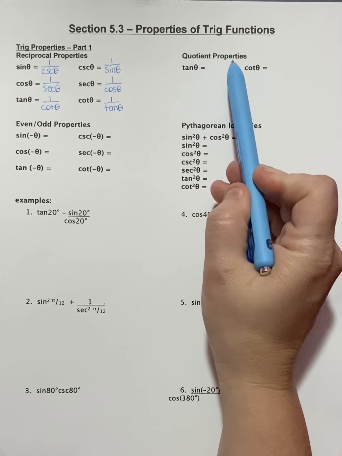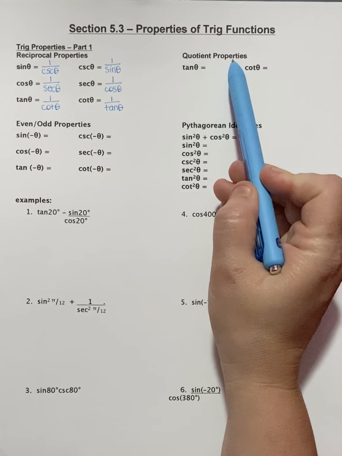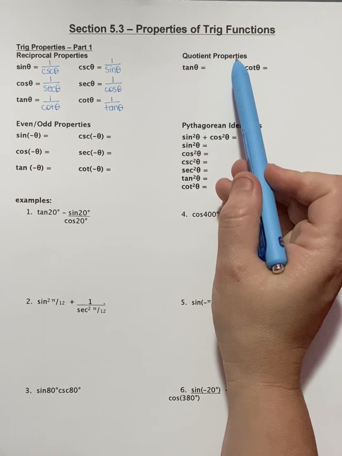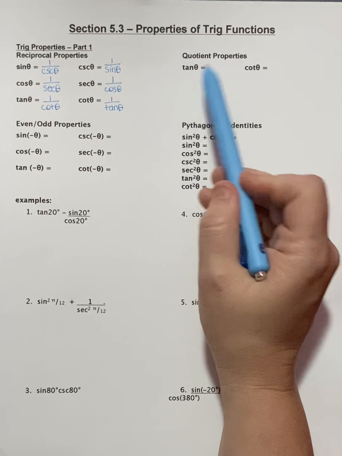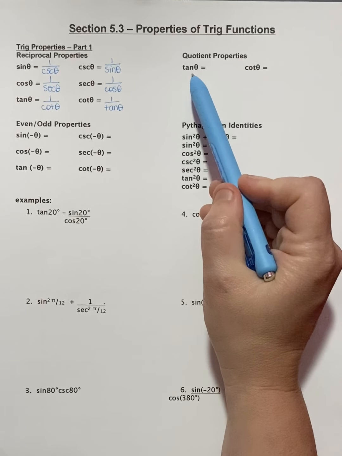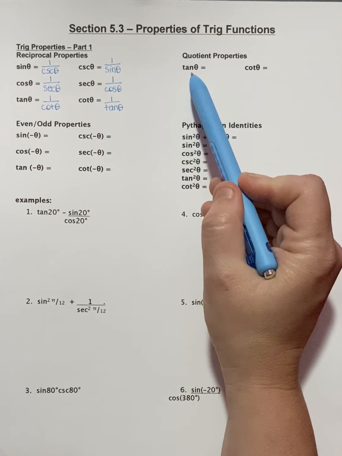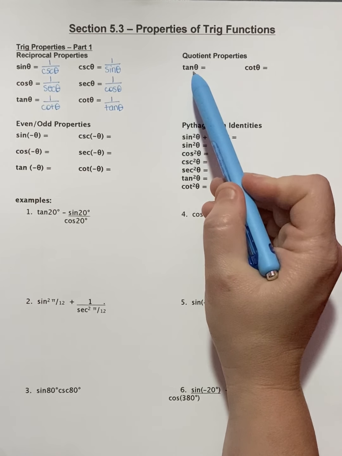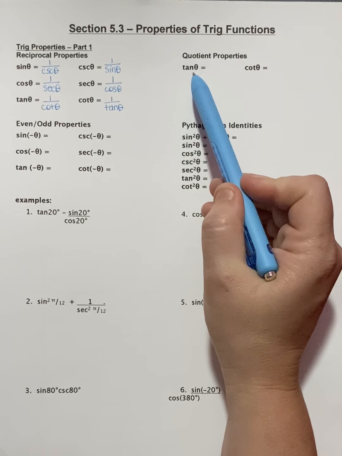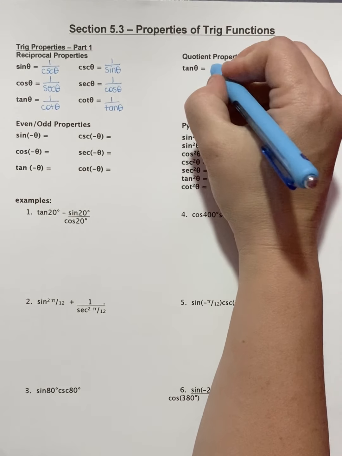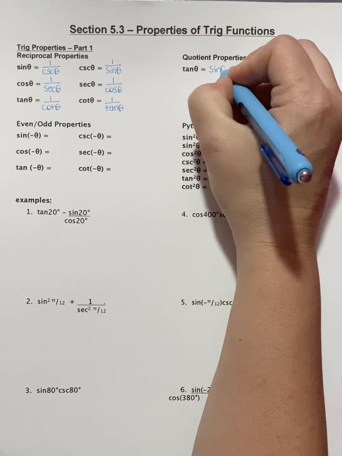All right, now let's look at quotient properties. Quotient property means what can we divide, what two trig functions can we divide to get tangent and cotangent. Now, if you remember back from last week, we talked about on the unit circle, tangent was y over x. Y represents sine and x represents cosine. So tangent here is going to be sine over cosine.